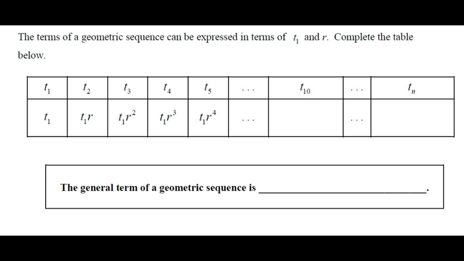What's t10 going to be? t1 r to the 9th. And what's t sub n going to be? Yeah, so t1 times r to the n minus 1. And remember, order of operations, you have to do the exponent first, then multiply by t1. The general term of a geometric sequence is t sub n equals t1 times r to the n minus 1. And we do that so that if you put a 1 in there, it becomes t1 r to the 1 minus 1, which is t1 r to the 0, and anything to the 0 is 1.